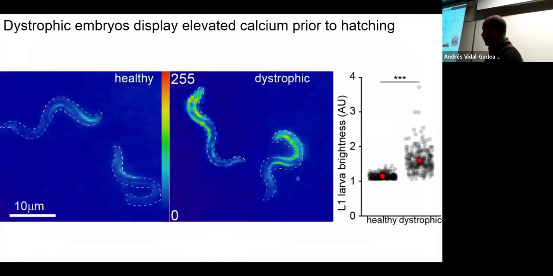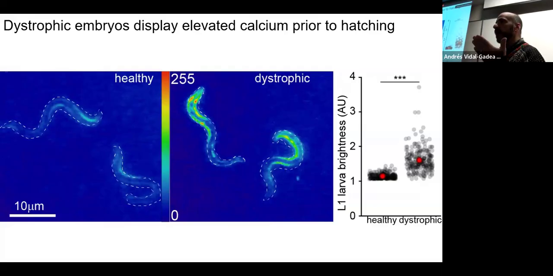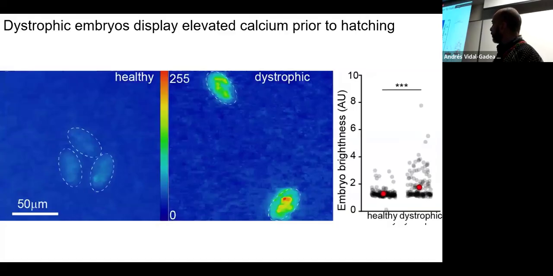So these are, as I mentioned before, 1 hour old larvae. And as you can see, they are brighter in the dystrophic animals, showing that they have higher levels of calcium. And that is quantified here, right? And so it's like, okay, even a 1 hour old baby is already brighter. How about the embryos? Turns out that the embryos are also higher in calcium, right?